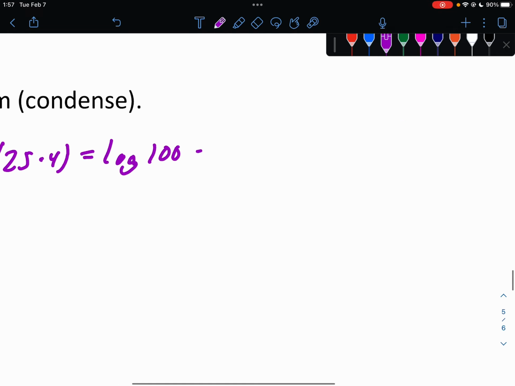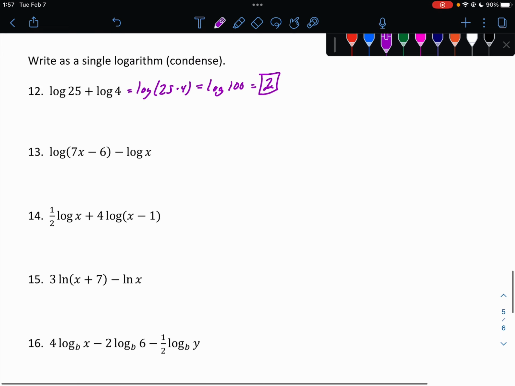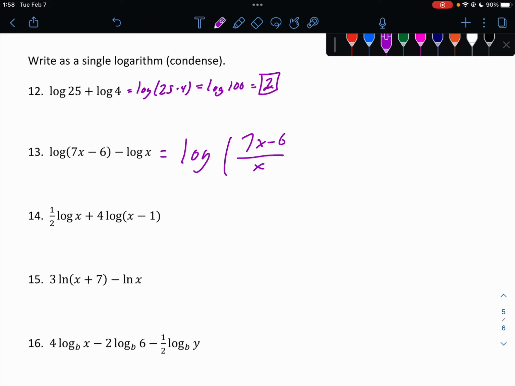And we can go even further than that, because remember, 10 to what power would give me 100? That's 2. So that original problem becomes 2. Second one: log, the 7x minus 6 is positive, so it goes in the numerator. The x is negative, so it goes in the denominator, and that's as far as we can go. So that's good enough for that one.